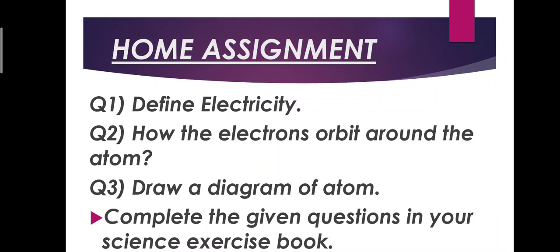Now the second question with blue color. How the electrons orbit around the atom. You only have to write down the rotation of the electrons around the atom. And the third question is draw a diagram of atom. The atom diagram is drawn on your book, page number 66. You have to draw the complete and colorful diagram of atom in your science copies. So complete these 3 given questions in your science copies.